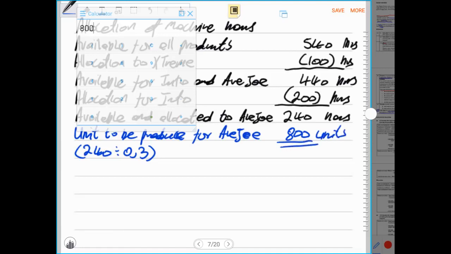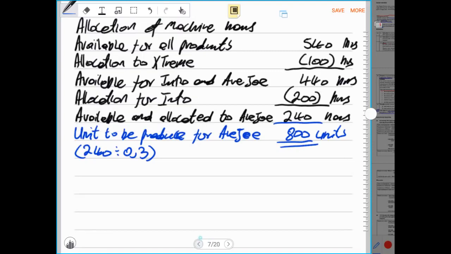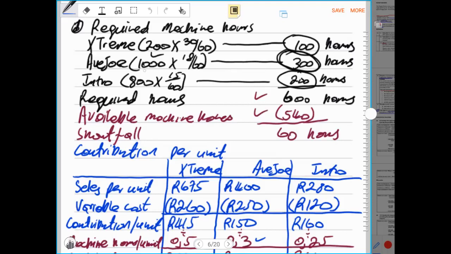So now meaning they cannot be able to produce the 1,000 units that they targeted to produce. So now they can only produce 800 because of the limiting factor. Now that we have covered that, let me check if there is anything that we still need to take into consideration. So now it is very important to note the rankings for this product.